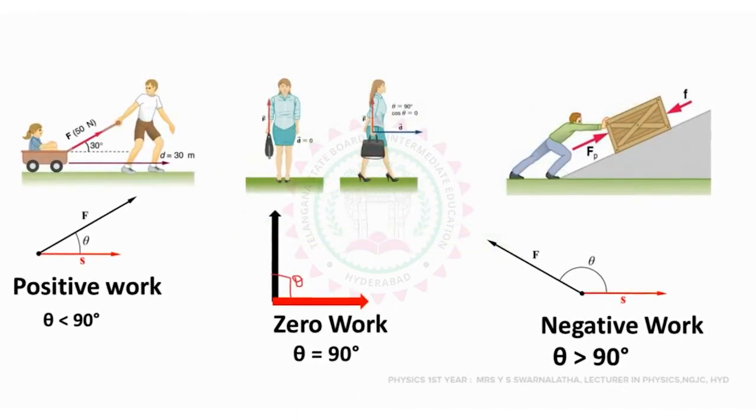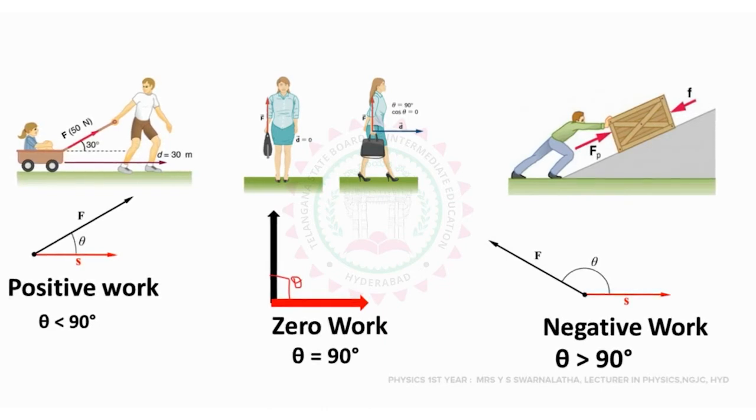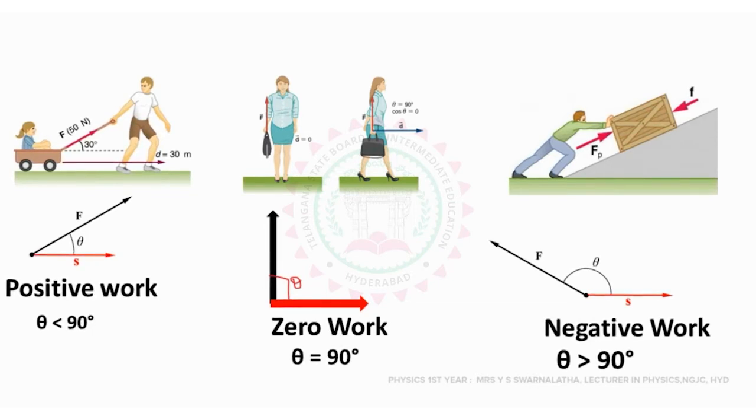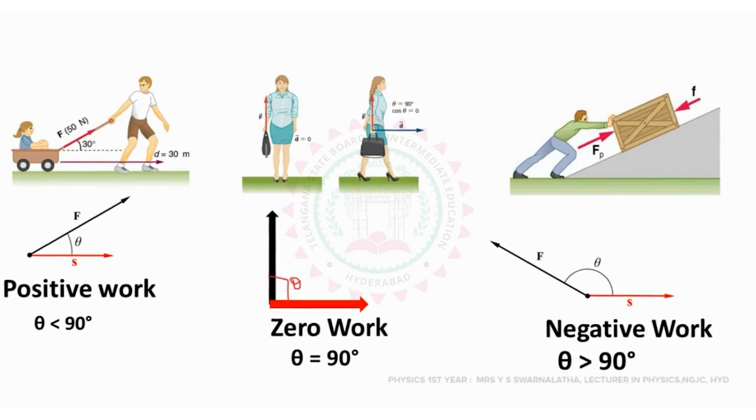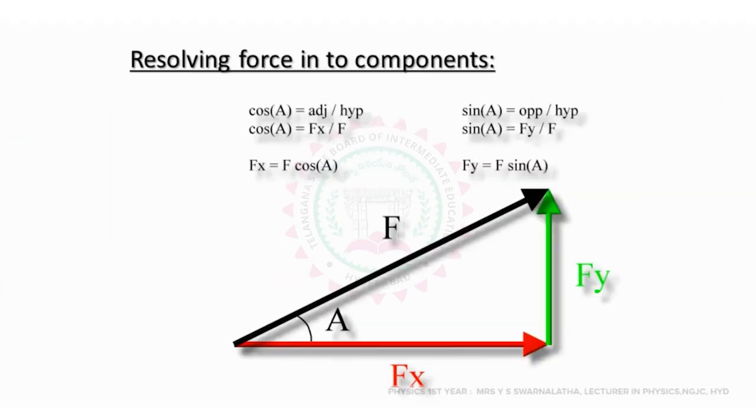We have seen 3 cases here. First one is positive work. That means when theta is less than 90 degrees, the work done will be positive. Theta అనేది 90 degrees కన్నా తక్కువ ఉంటే అక్కడ జరిగిన పని అనేది ధనాత్మకం. If theta is equal to 90 degrees, the work done is 0 work. And if theta is greater than 90 కన్నా ఎక్కువ ఉంటే the work is negative.